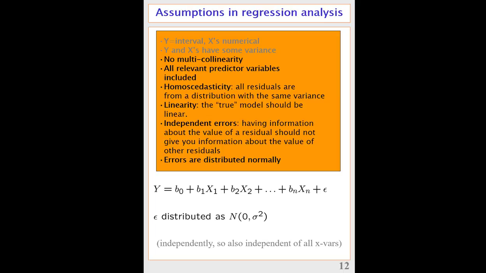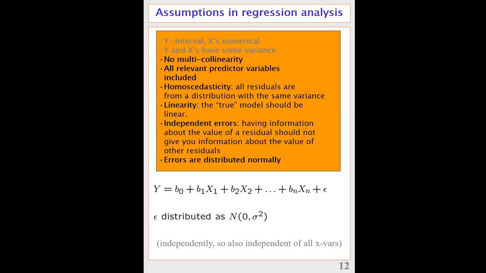Okay, so this is the list. First, grayed out, because that is sort of obvious: an obvious assumption is y is interval, and we have numerical x variables, otherwise we cannot run a multiple regression in the first place. And also the thing that I want to predict and the thing that I want to predict it from need to have some variance. If they are constant, then prediction is not much fun.